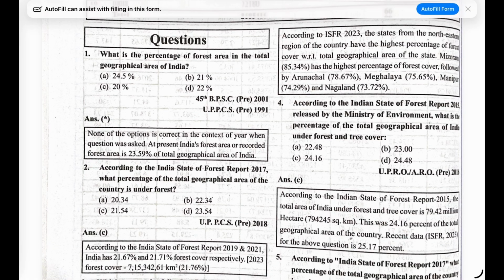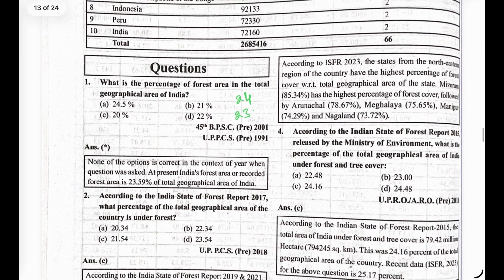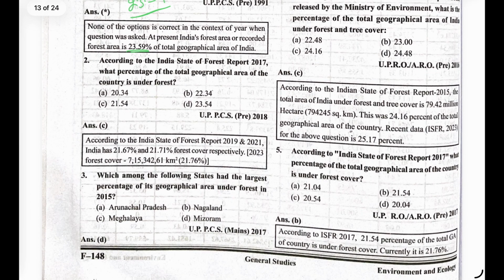What is the percentage of forest area in the total geographical area of India? Generally, we can say 24 in round figure, but 23.34, or 23.59 of the total area. So you can remember 23.34 or 23.59 according to the Indian State of Forest Report 2017. So no need to remember this.